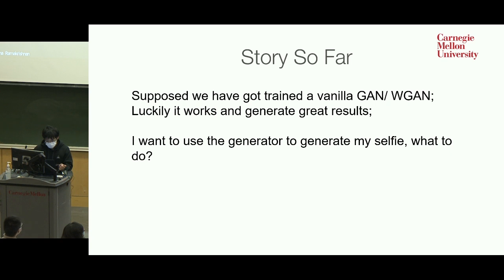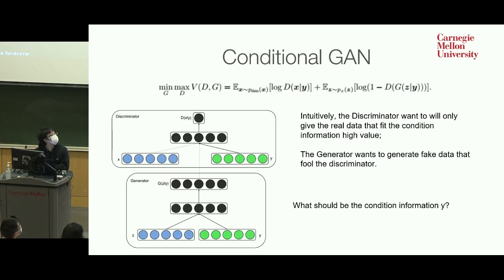As you could think, it's a little bit hard, and that's why we have another thing called conditional GAN. You can see the loss function here is pretty similar to the previous vanilla GAN's loss function. That is because at the time of the first conditional GAN paper, the WGAN had not come out yet. However, the only change to the loss function here is simply having a given term here, right?